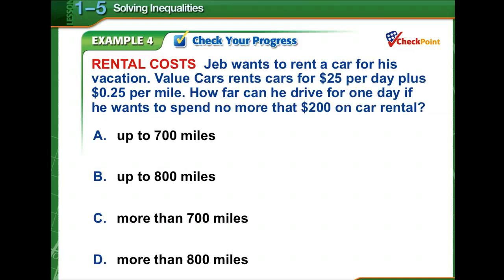So time for you to work a problem to check your progress. Pause the video and then turn it back on to check your answer. Excellent. Jeb can drive up to 700 miles for that one day and not spend any more than $200 on car rental.